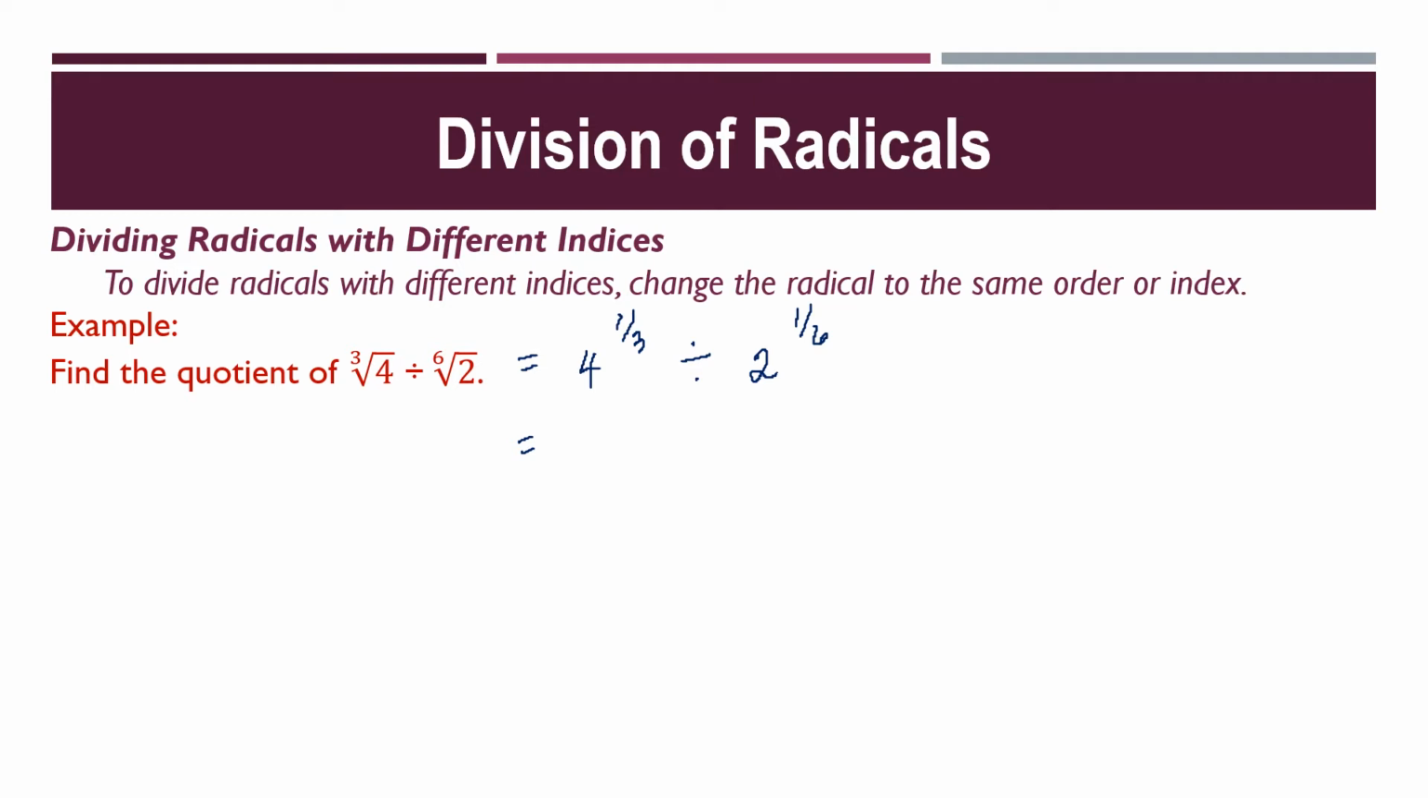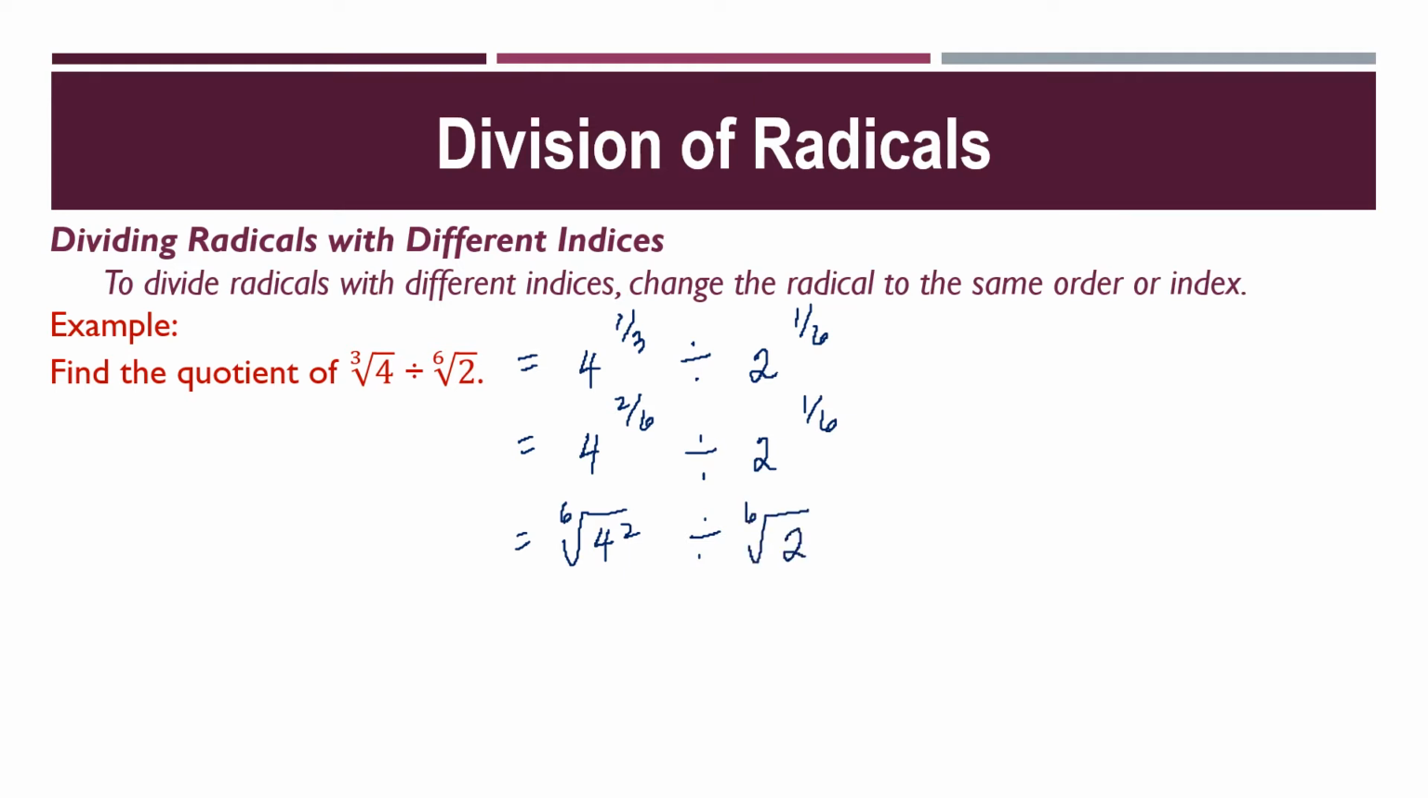Next is to make the fractional exponents similar. So we will think of a fraction that is equivalent to 1/3 that is similar to 1/6. So we have 2 over 6. As you can see, the fractional exponents now are similar fractions. What we do next is we write them in radical form. 4 raised to 2 over 6 is 6th root of 4 squared. And then 2 raised to 1 over 6 is 6th root of 2.